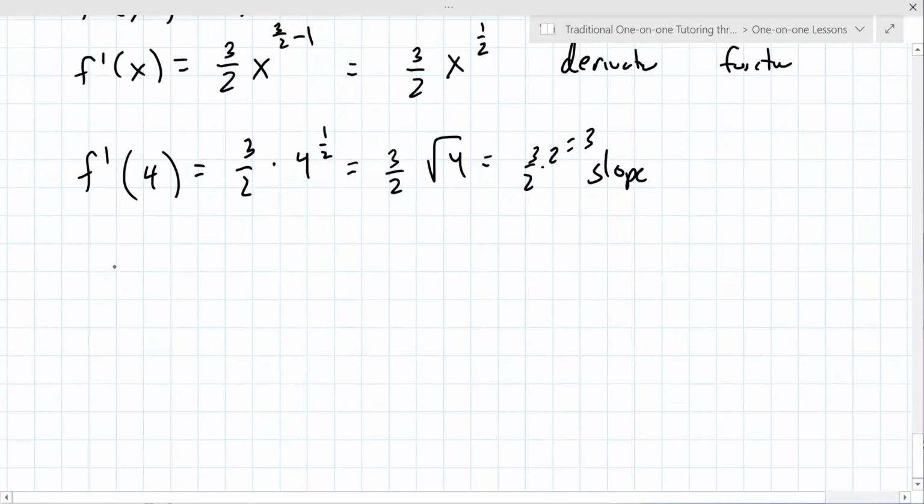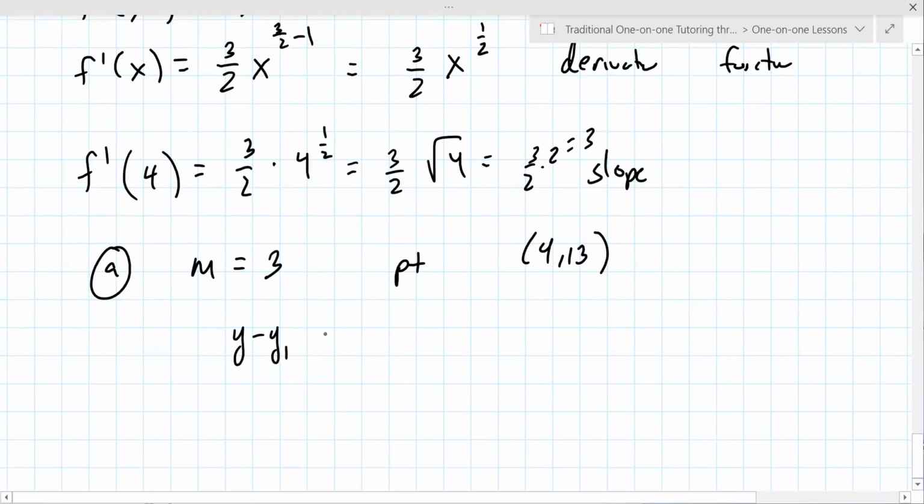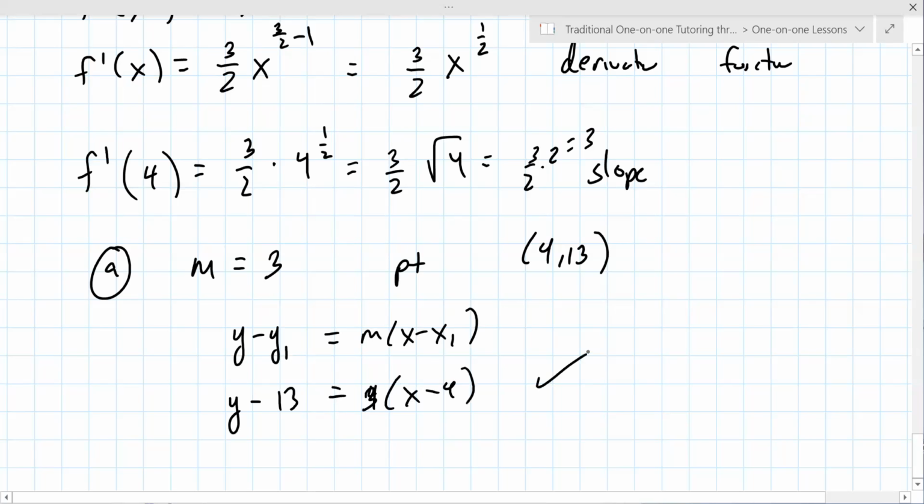Okay, so for part A, we need the slope, which we have now. The slope is 3. We need a point, which is 4, 13. And it doesn't specify the equation of the line, so you can actually use any one you want. I see on your notes you have this one. This is the one I would use because once you put the numbers in, you're done. 3 times x minus 4.